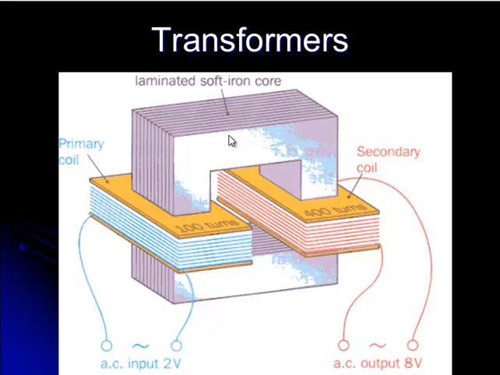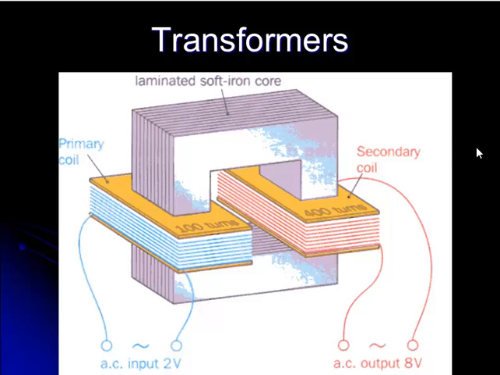So in this case we have 2 volts going in, and then we have 8 volts going out. So as we can see, there's a change in voltage, but it has to be alternating current. Direct current obviously would not work, because it wouldn't cause a change in magnetic flux linkage, and therefore it wouldn't induce electricity in the second coil.